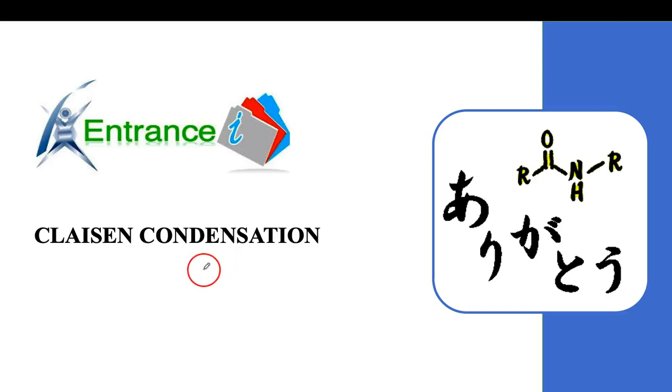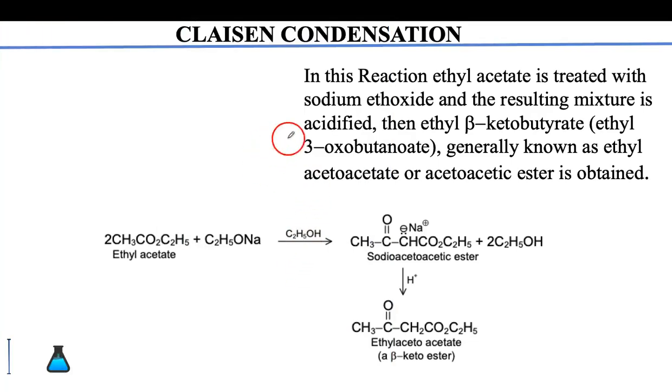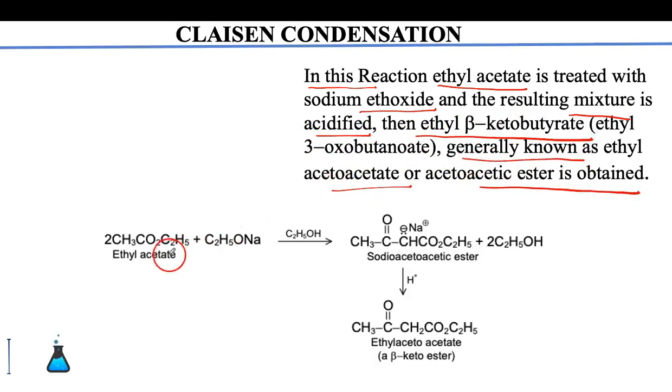Claisen condensation is a very important reaction for aldehyde and ketone, and it is similar to aldol condensation, which we have read so far. In this reaction, ethyl acetate is treated with sodium ethoxide and the resulting mixture is acidified. Then beta keto butyrate, generally known as ethyl acetoacetate, is obtained.